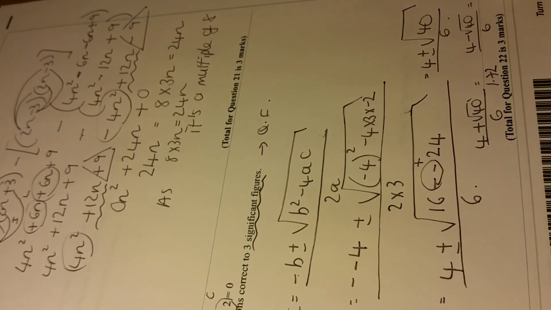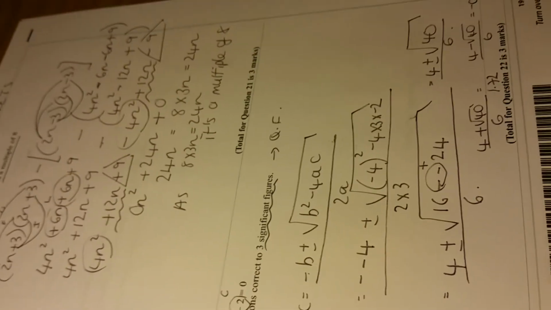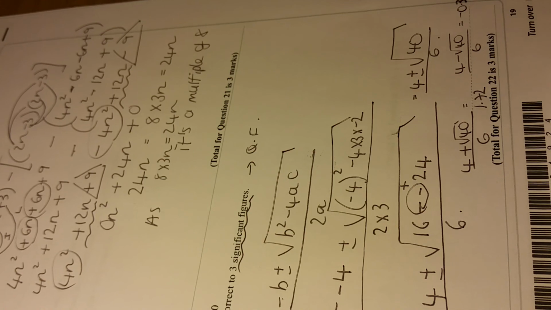Remember to check that these are right. If you sub them back in there, you should get 0 or very close to. The reason you won't always get exactly that is because you've rounded your answers. But I hope that makes sense.